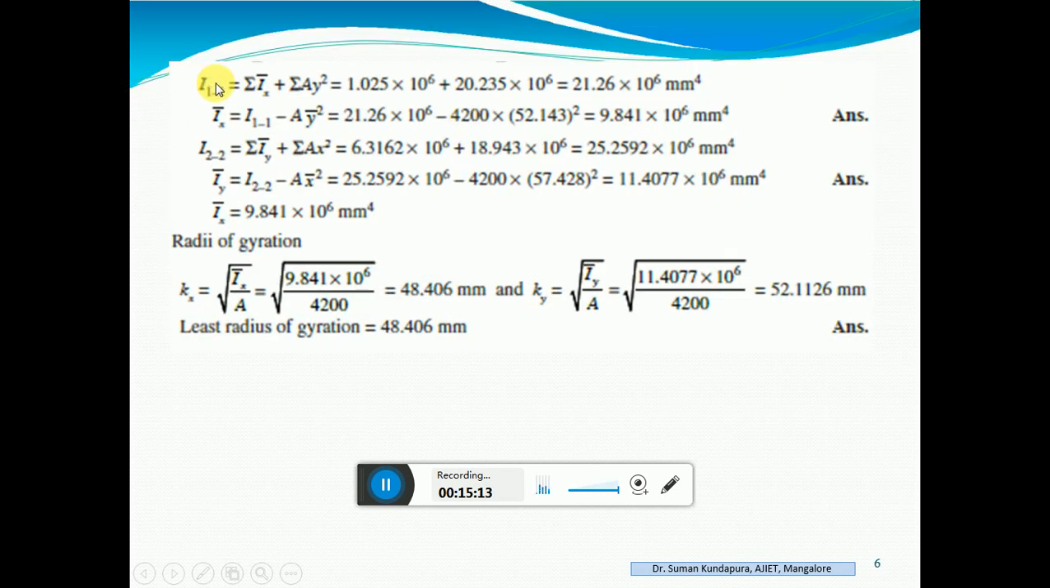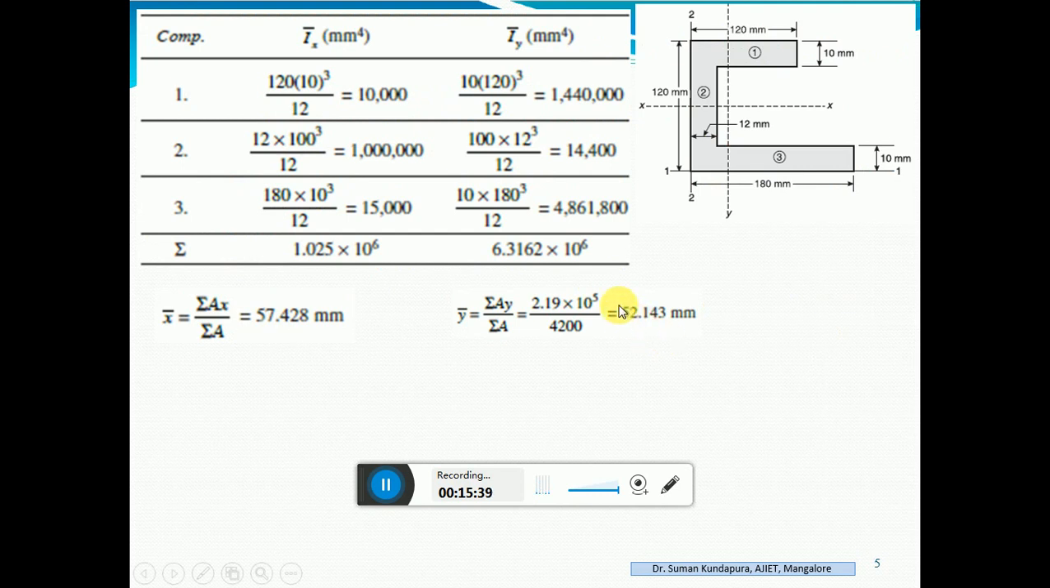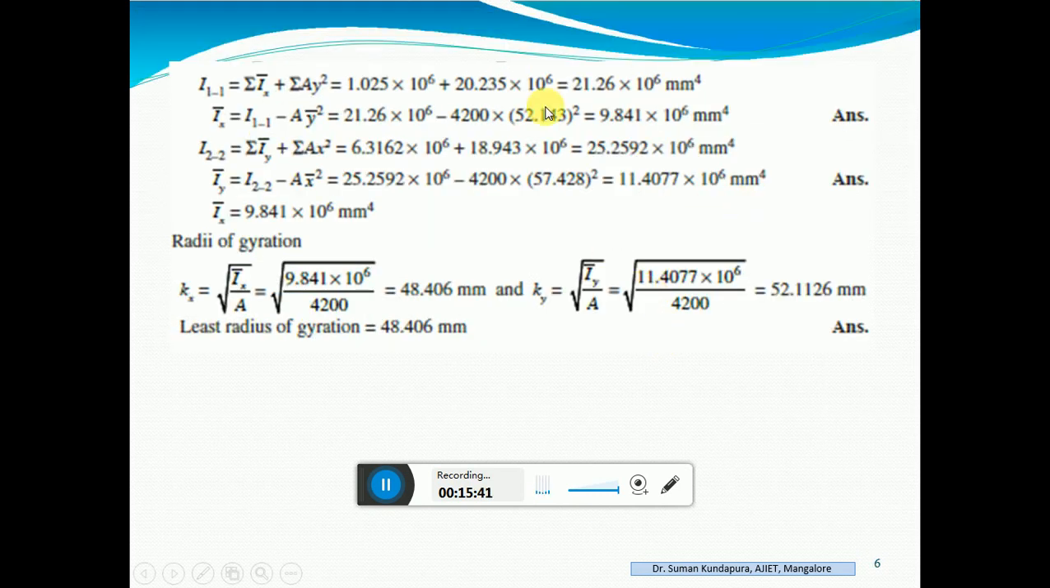So we finish calculating I11. Going to Ix bar, which is equal to the I11 you get over here minus A y bar square. Total area 4200, look into the tabular column. Total area is 4200, and in bracket y bar square. Y bar we found it as 52.143 square. So we got the Ix bar, which is equal to so much. Centroidal x-axis, moment of inertia about the centroidal x-axis.